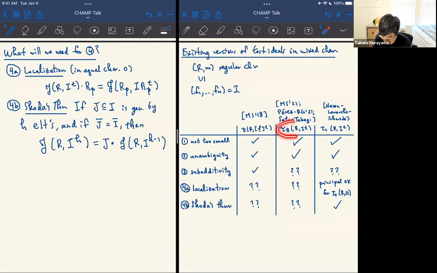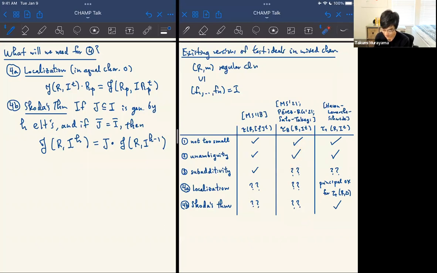And attached to that choice, the ideal I and the rational number t, is this big Cohen-Macaulay test ideal. This one has some nice properties. It's not too small and it's unambiguous, but these three properties were still open for that one. Of course, there are other reasons you might want these, which I'm not mentioning here.